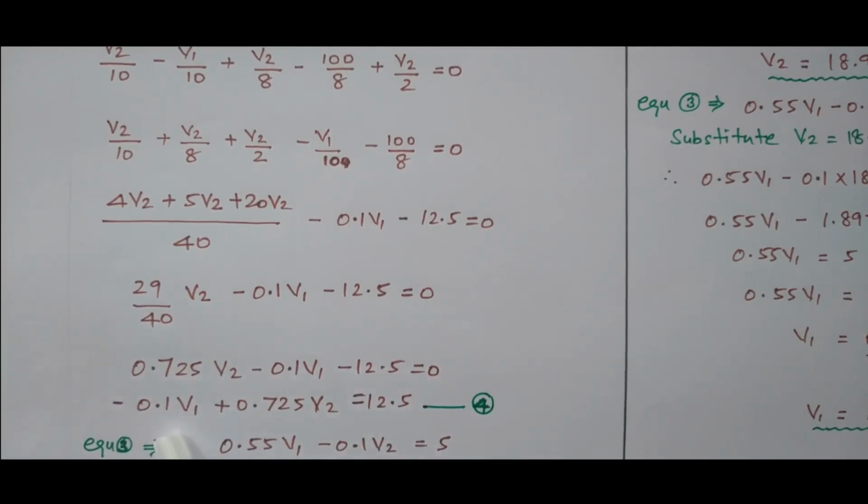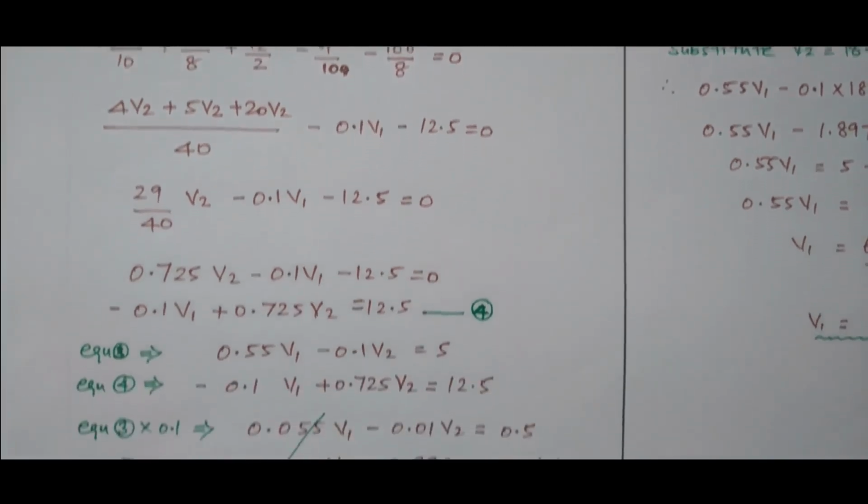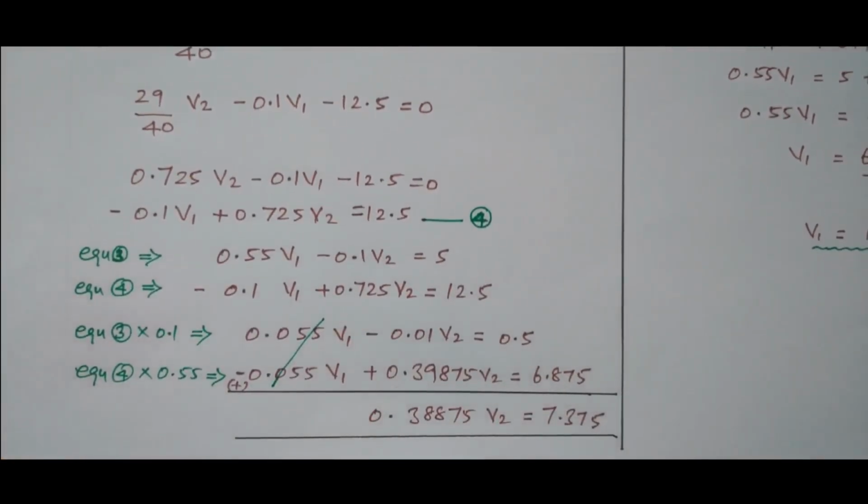Now we'll write in order, V1 first: -0.1 V1 + 0.725 V2 = 12.5. This minus 12.5 is brought to the right-hand side, so it becomes plus 12.5. We take this as equation number 4. Now we have equation 3 and equation 4. Equations 1 and 2 were framed from the network using Kirchhoff's current law, then simplified, and then we framed equations 3 and 4. By solving equations 3 and 4, we can find V1 and V2.